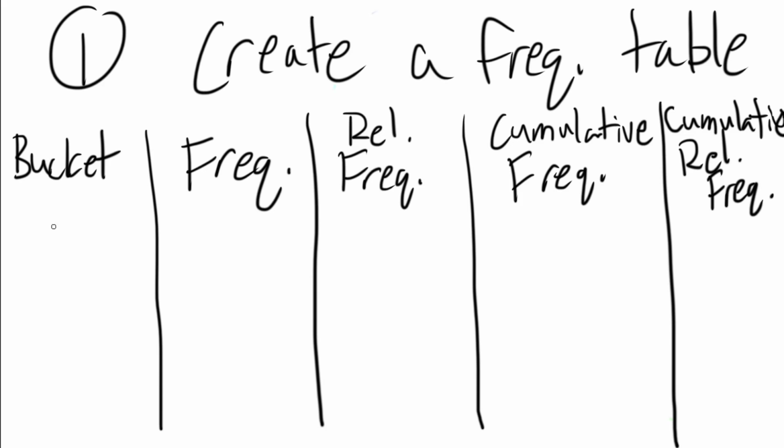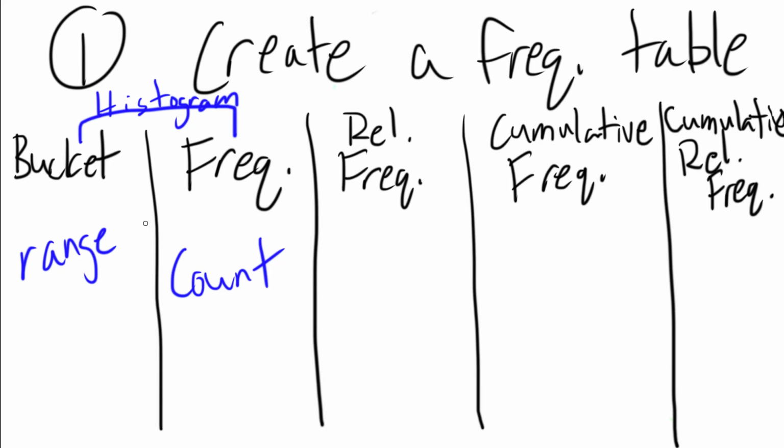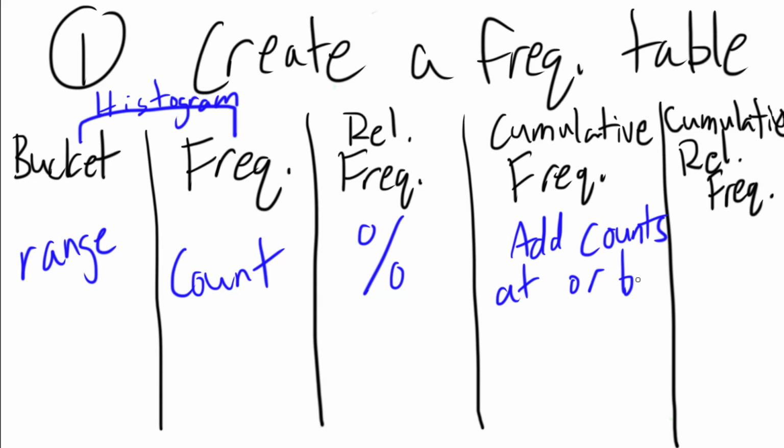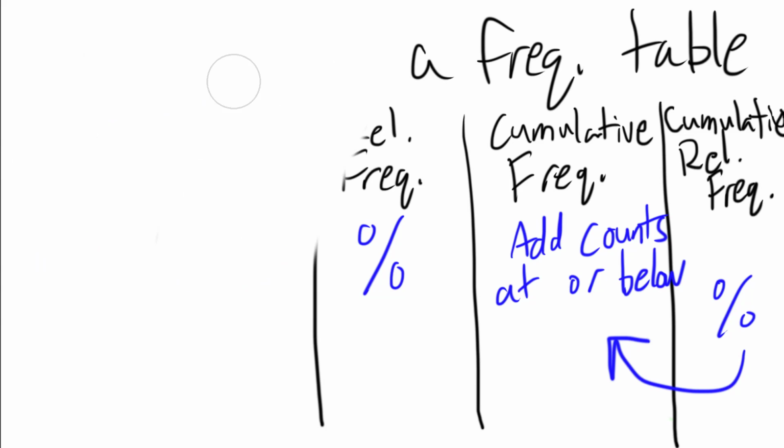And of course, the bucket is kind of like your range, and the frequency are your count. So this is what you usually make when you're making a histogram. You kind of put a range of numbers, and you put the number in each range. Your relative frequency is the percentages of your counts. Cumulative frequency is adding your count plus all of the previous counts, or the ones below. And the cumulative relative frequency is the percentages of this. I know this doesn't make any sense, but we'll do one together. I'll show you what each of those columns mean.